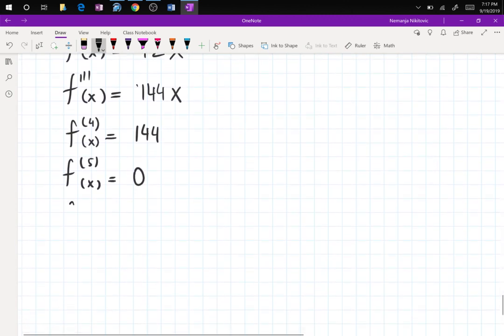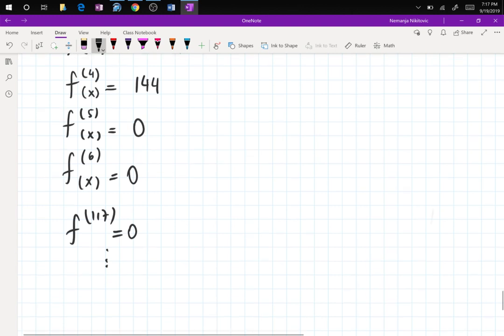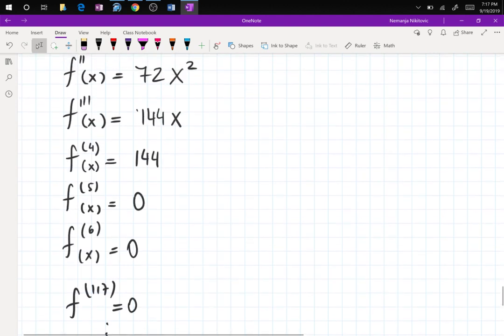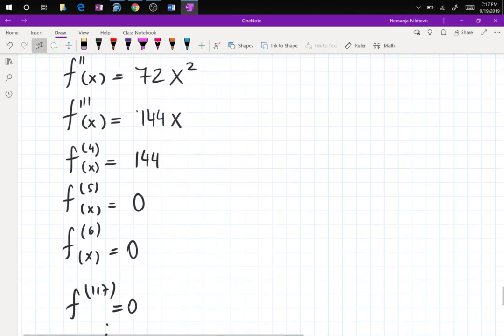What's the sixth derivative over here in this particular case? 0. How about the 117th derivative? 0. Yeah, you get the idea, right? All right. So now we know all of these derivatives. So is it always going to be like this? You keep taking derivatives and it always kills it?